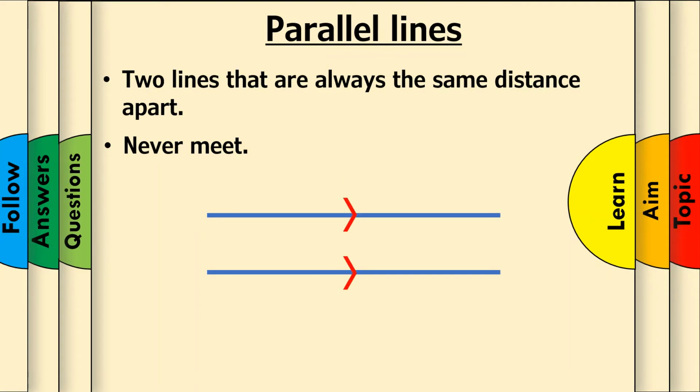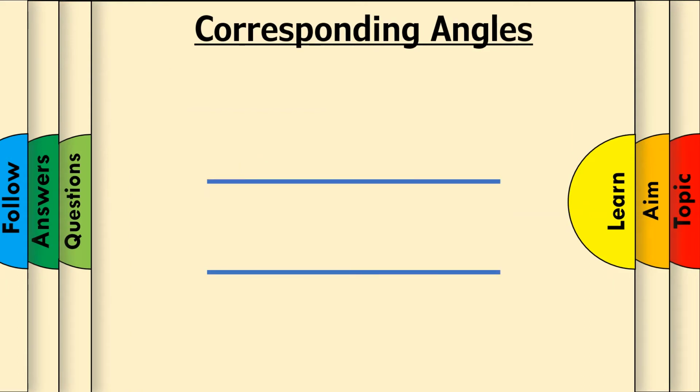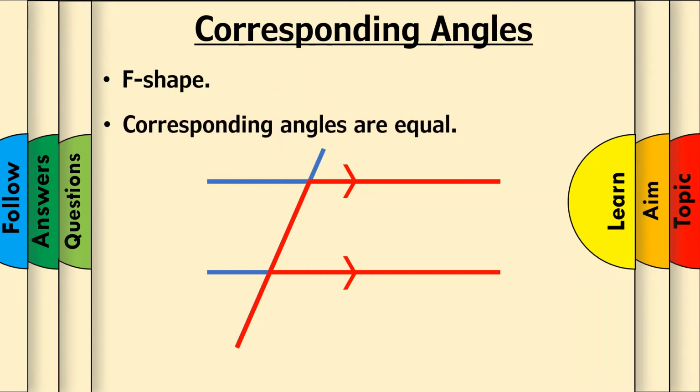Next up, corresponding angles. I'll go ahead and draw a pair of parallel lines. I'll also draw a line on top of them, like so. Now, corresponding angles are found in an F shape. If you see the part we've highlighted in red just now, it looks like an F. Corresponding angles are equal. So, where exactly are the corresponding angles? They're the angles found at the corner of the F, these ones here. Like we've mentioned, they're both equal. In this case, they're 120 degrees.